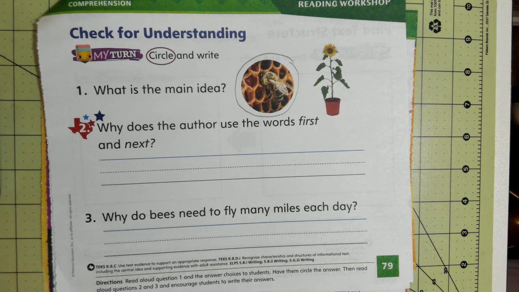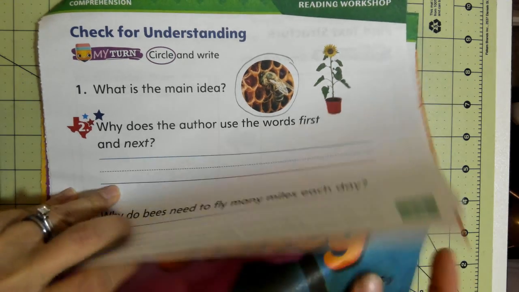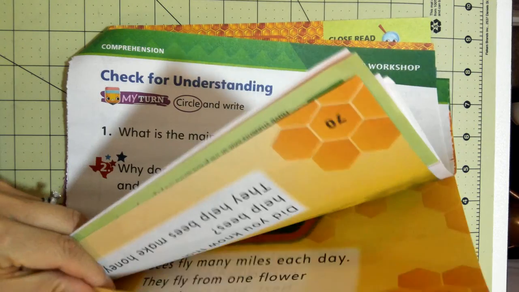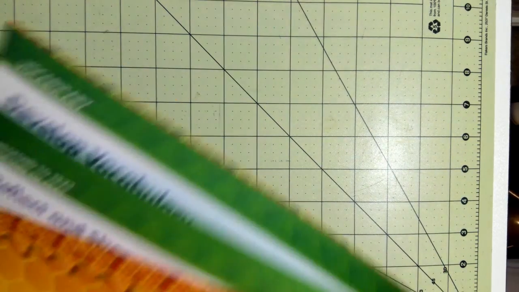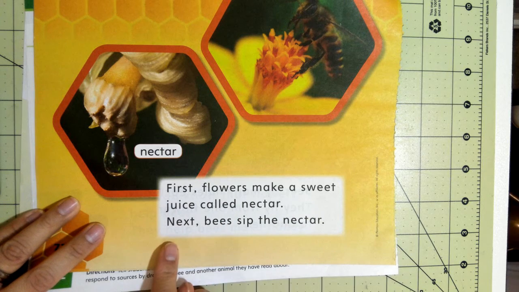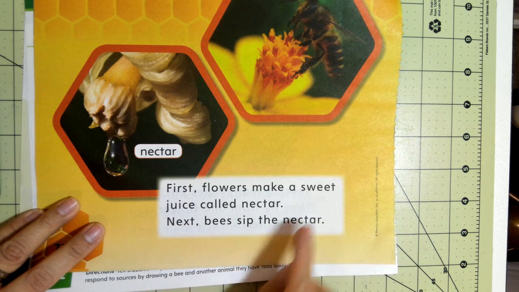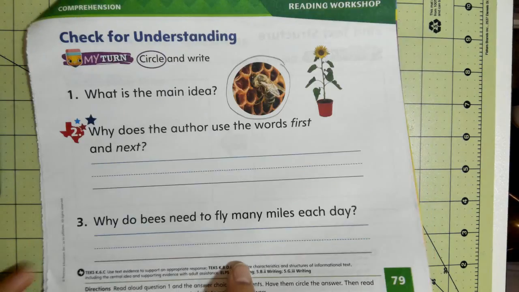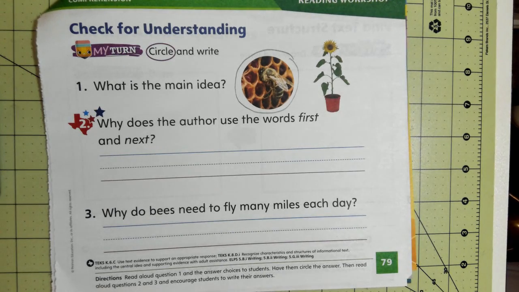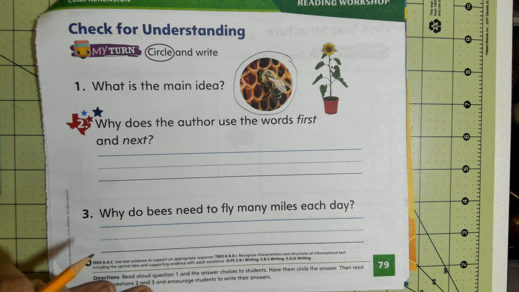Number 2 says, why does the author use the words first and next? So if we go back to the story, we see that the author uses the words first and next. First, flowers make a sweet juice called nectar. Next, bees sip the nectar. So why is the author using the words first and next? So there she was telling us what steps. First this happens, then the next thing happens. So she's using the words first and next to tell us the steps of what happens.